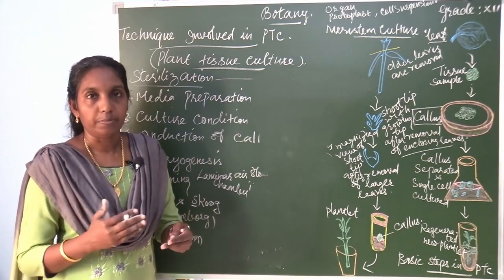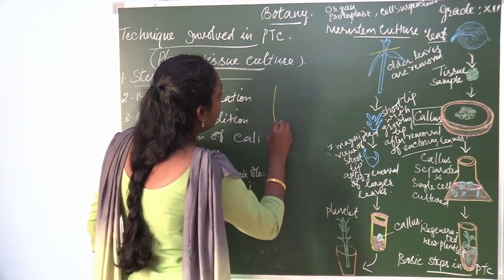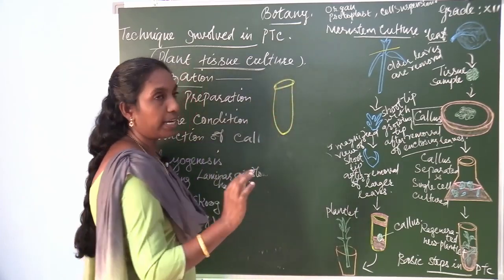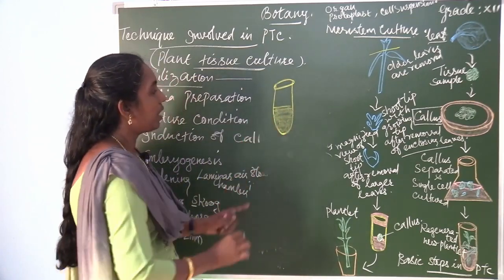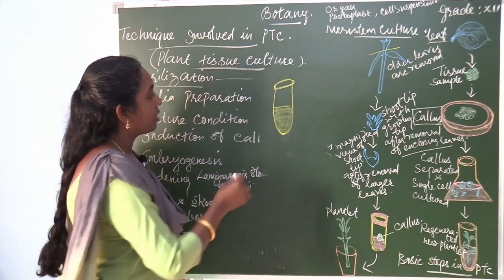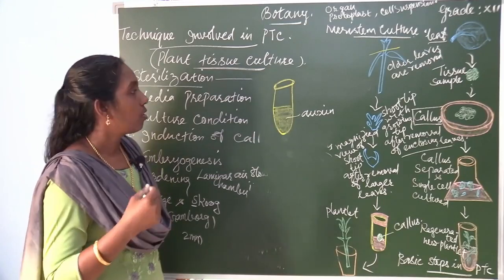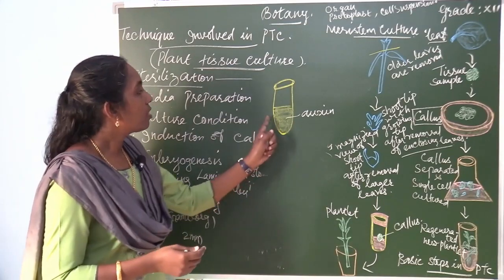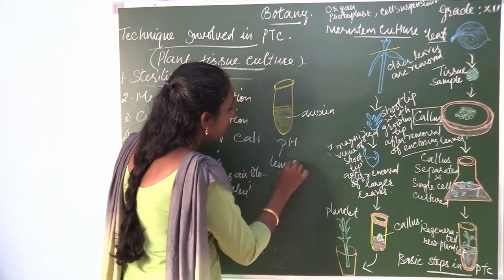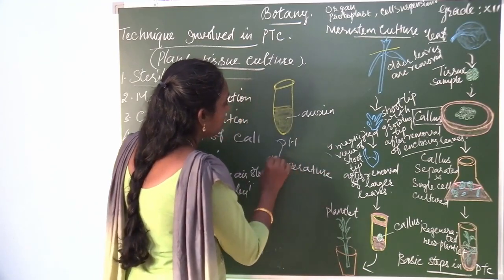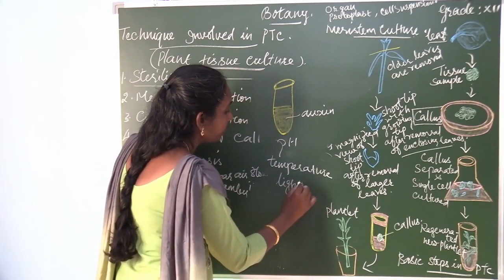The media preparation. When cells grow in culture, they cannot grow naturally, so they are taken into a culture medium. The culture medium contains hormones like auxin. Auxin is the growth promoter. So, auxin and plant growth regulators. This nutrient medium must be maintained for pH, temperature and light intensity, everything.